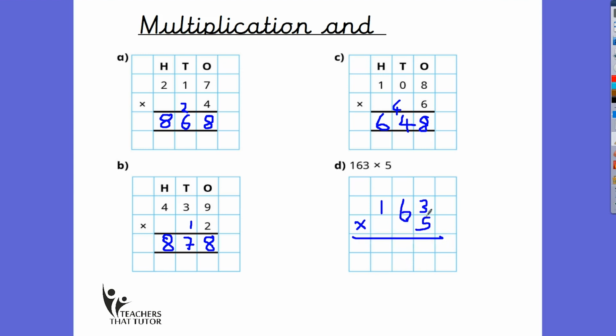Starting with the ones again. 3 times 5 is 15, so we're going to put 5 down and carry that 1, 10. So 6 times 5 is 30, plus that 1 is 31, so we put the 1 down and carry the 3. Essentially what we've done there is we put the 10 down, okay, and we've carried the 300s that we've made. 100 times 5 is 500, plus the 300 that we have here gives us 800. Final answer, 815.